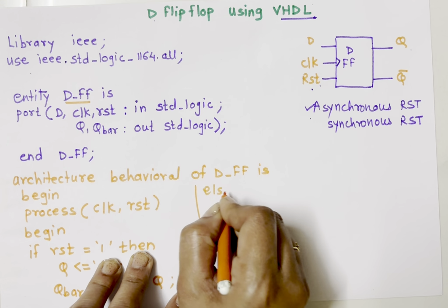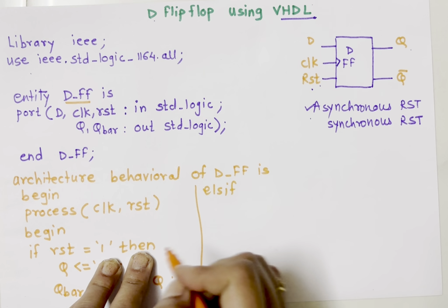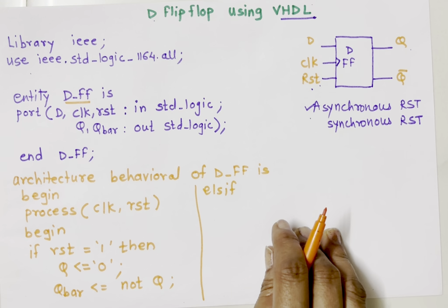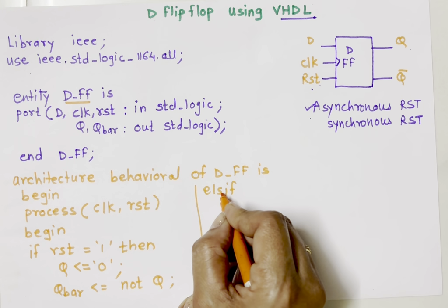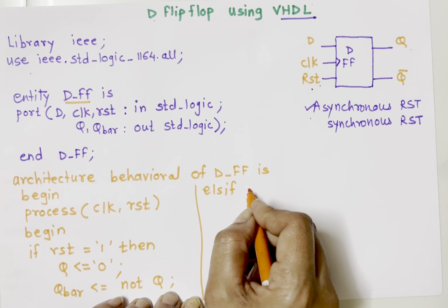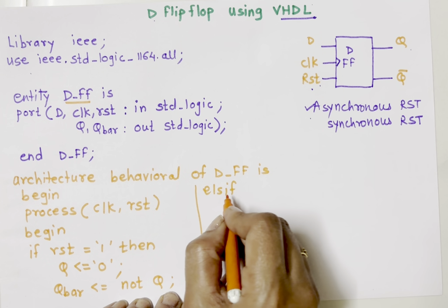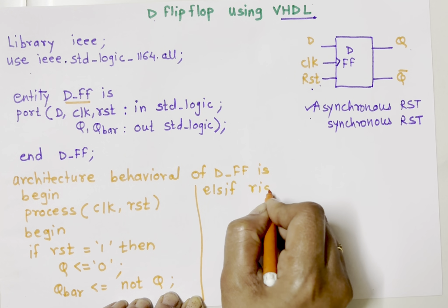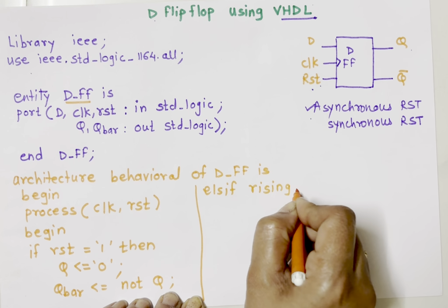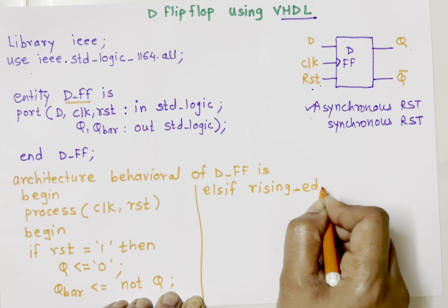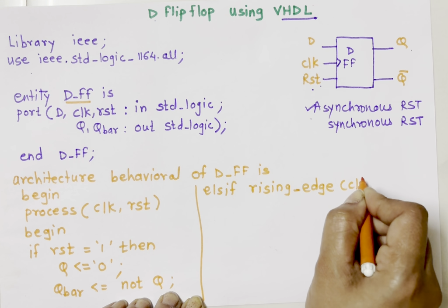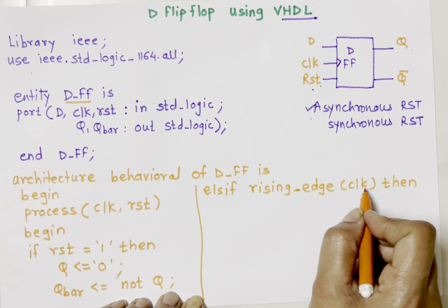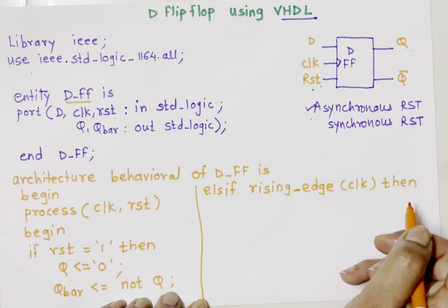Else if means if reset is not pressed, now reset is 0. Then else if. Here I will not write the complete ELSE, space, IF, because then a new if statement would start. So elsif, rising_edge of clock. This is an inbuilt function. It means elsif the rising edge of clock comes, then what will happen?